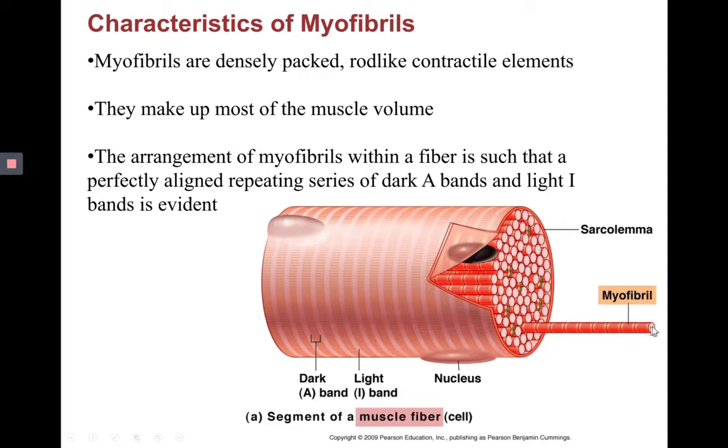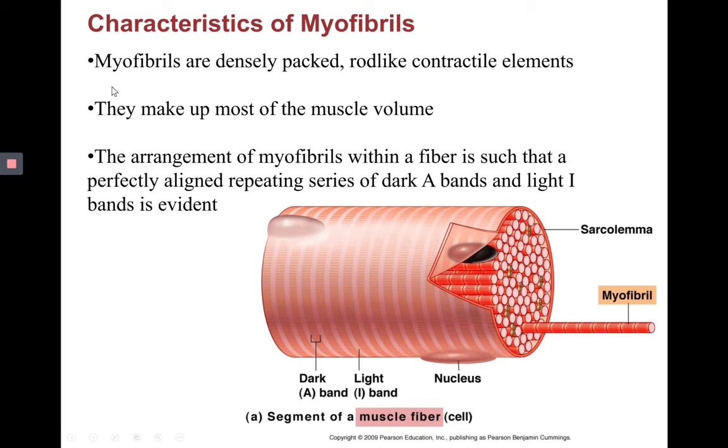And because of the regular arrangement of actin and myosin, the myofilaments, in the sarcomeres of a myofibril, as long as the myofibrils are all lined up together, it creates areas where the overlapping myofilaments produce a dark shadow and areas where the myofilaments don't overlap, which produces a much lighter shadow. So that creates the dark and light bands.